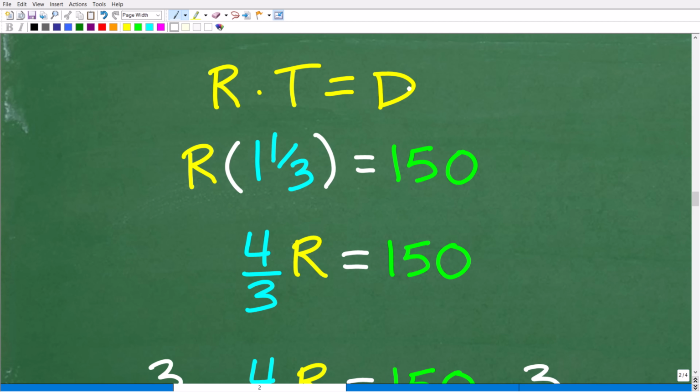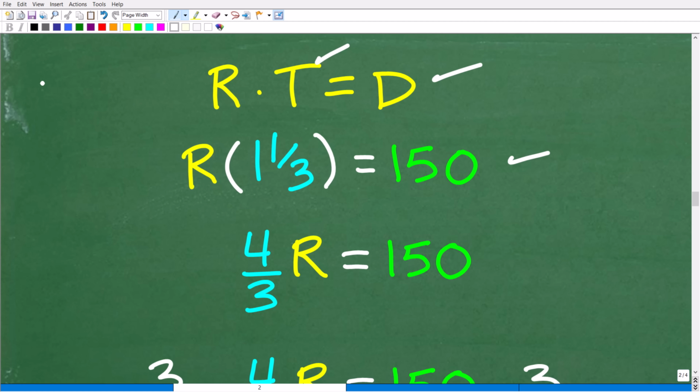So rate times time is equal to distance. Time is again going to be 1 1/3 hours. I'll just drop the units of measure for now. And distance is 150 miles. So we're going to be solving for R. Here, this is a mixed fraction. So 1 1/3 is the same thing as 3 times 1, which is 3, plus 1, or 4/3.